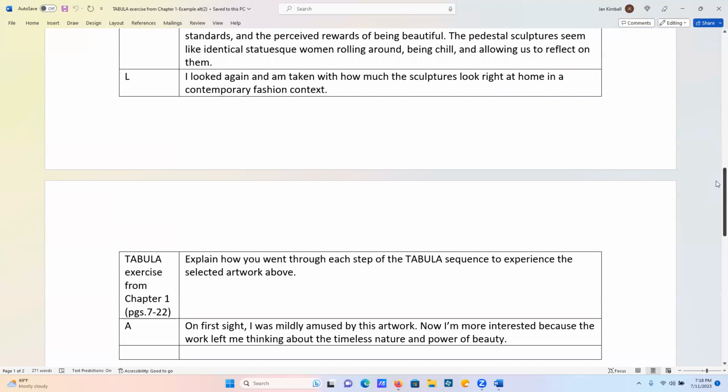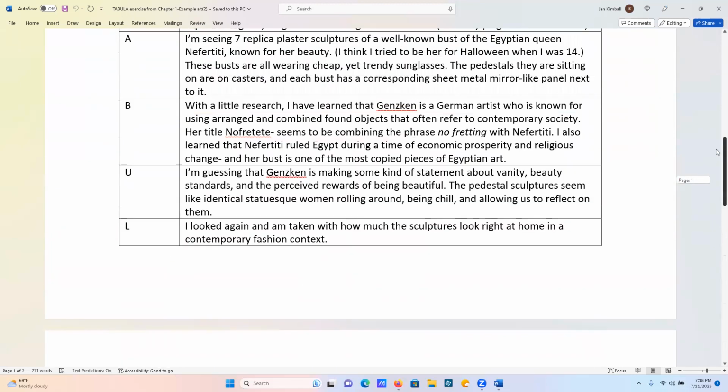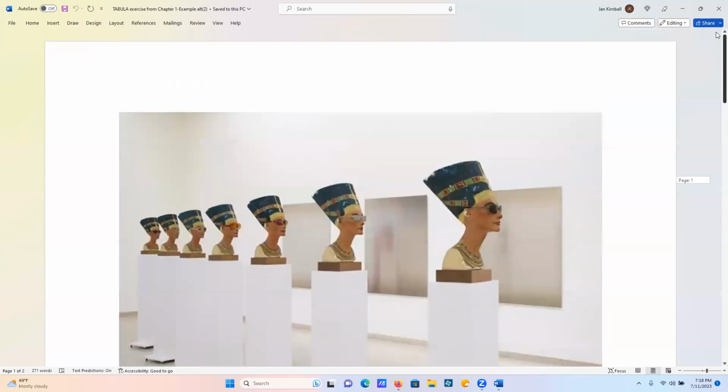So look again. When she looked again, she said she was taken with how much the sculptures look right at home in a contemporary fashion context. And then the final A: the first one's association, the last one is assessment. This is where you give your opinion or what you think about the piece. So this is your thoughts, you're summing it up. What she said is, on first sight, I was mildly amused by this artwork. Now I'm more interested because the work left me thinking about the timeless nature and power of beauty. So that is an example of going through the tabula process.